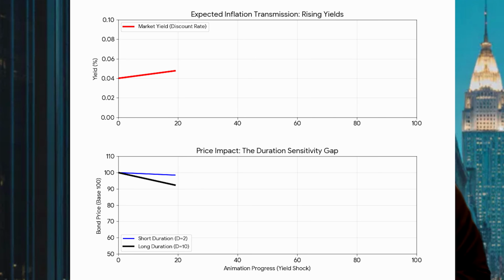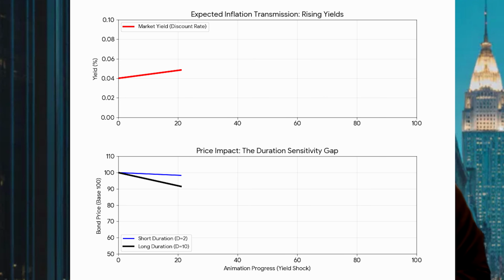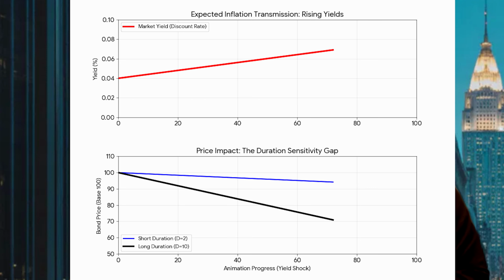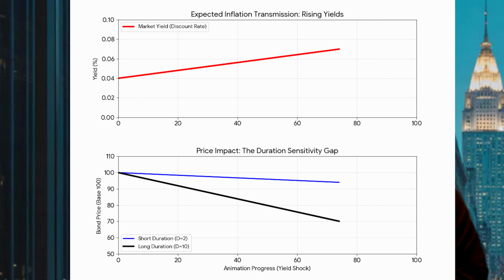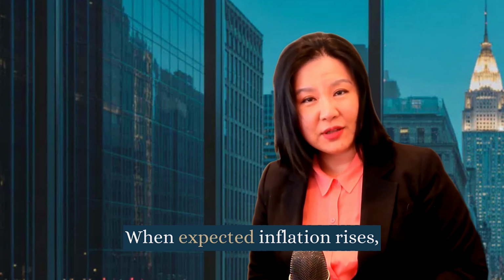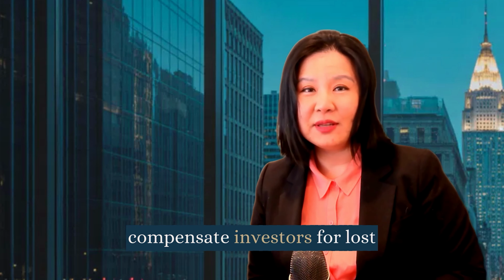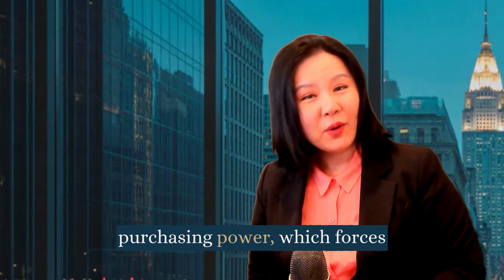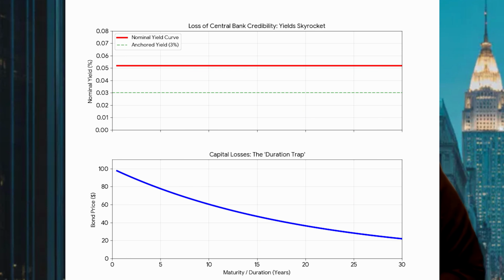For nominal bonds, the impact of inflation is transmitted strictly through the discount rate because the cash flows, the coupons and principal, are fixed in nominal terms. When expected inflation rises, bond yields rise to compensate investors for lost purchasing power, which forces the price of the bond to drop, inducing capital losses.